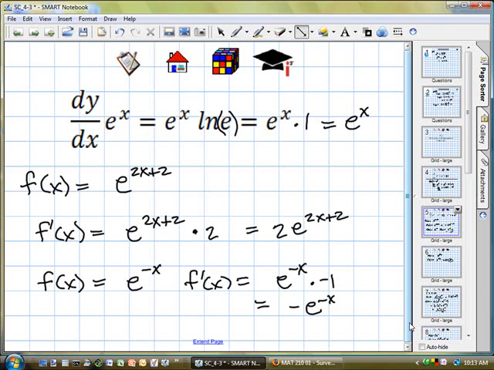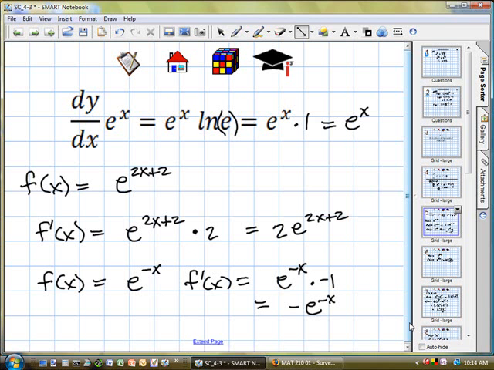And so do you see, I had to multiply by the derivative of the inner function, 2x plus 2. Of course, the derivative of that is 2. So where did that 2 come from? From the chain rule. Yeah, so as nice as e to the x is, we can't bypass the chain rule.